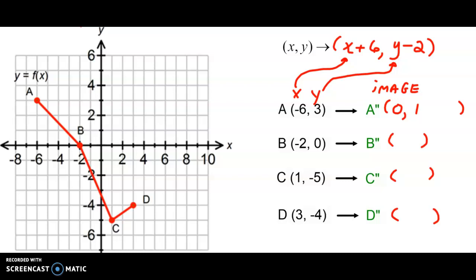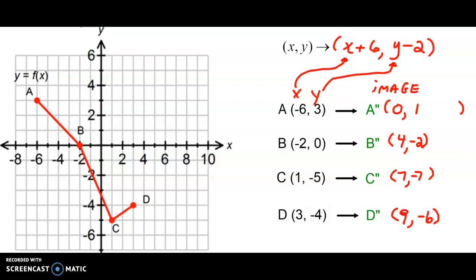So negative 2 plus 6 will give me 4. This will give me negative 2. Plugging in 1, adding 6 will give me 7. Negative 5 subtract 2 is negative 7. Plugging in 3 will give me 9. Plugging in negative 4 for y will give me negative 6.